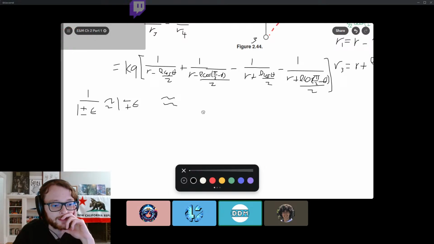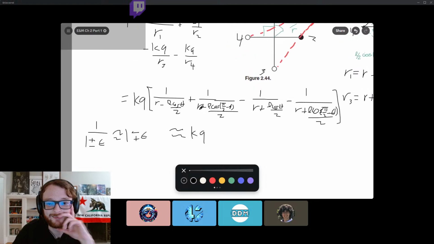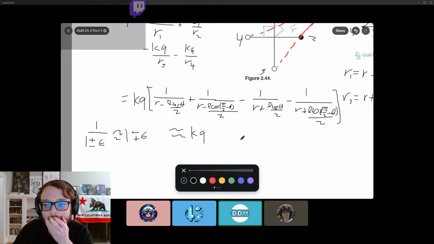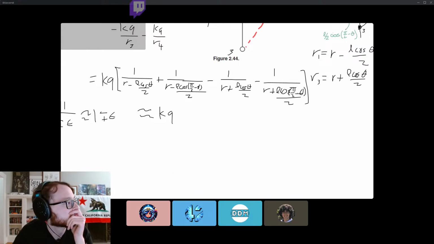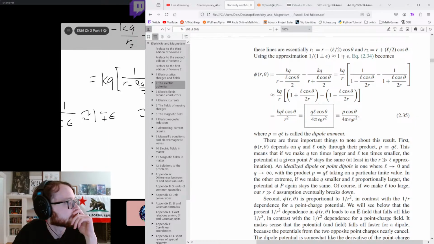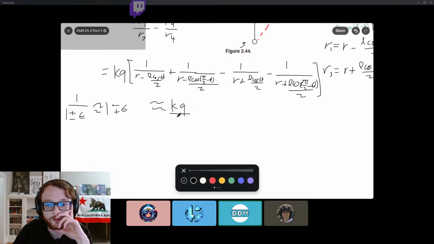Wait, they did get an extra factor of r outside, didn't they? Oh, they factored an r out from the denominators. That seems weird. Oh, I get it. Otherwise, we can't use the approximation. Because it's a 1 in the denominator, so I guess we're factoring the r out.